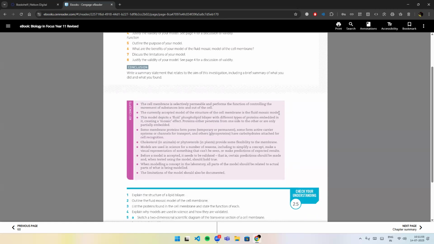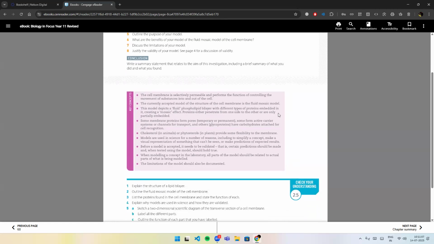Conclusion. Write a summary statement that relates to the aim of this investigation, including a brief summary of what you did and what you found.